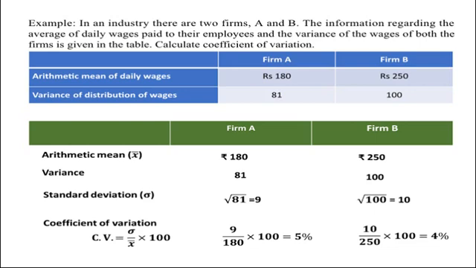Now we find the coefficient of variation of both firms, which will be 5% for firm A and 4% for firm B. Since the coefficient of variation of firm B is smaller than that of firm A, we can say that firm B is more consistent in paying wages to its employees in comparison to firm A.